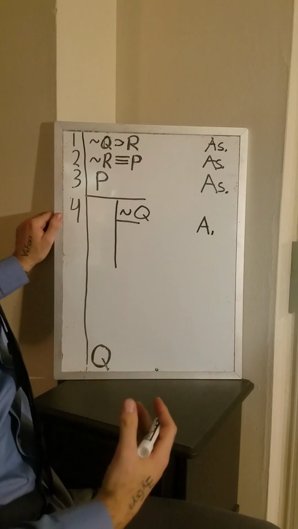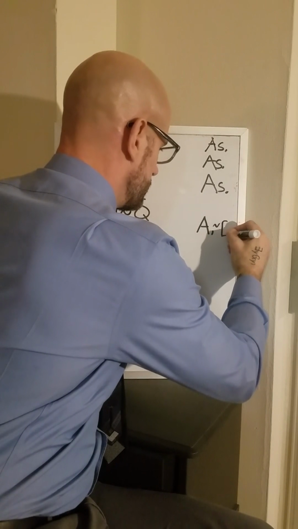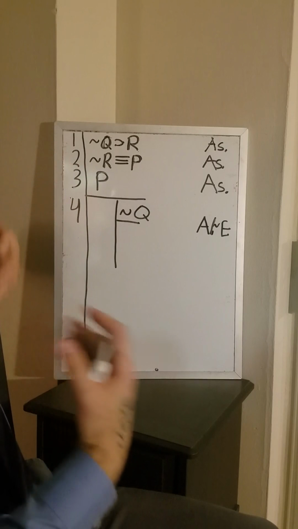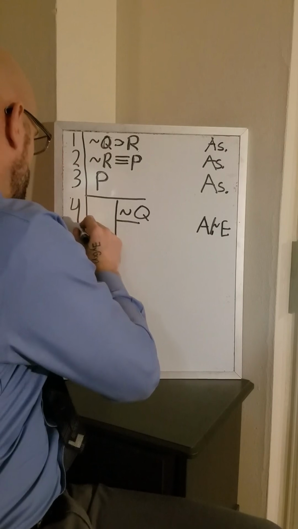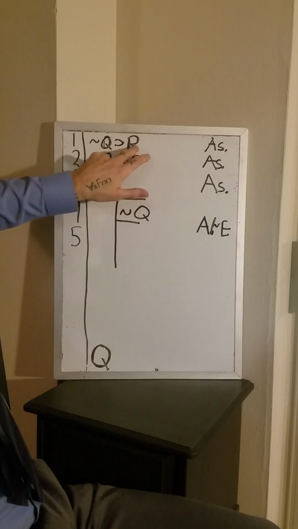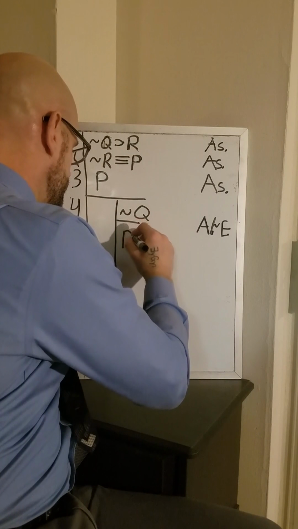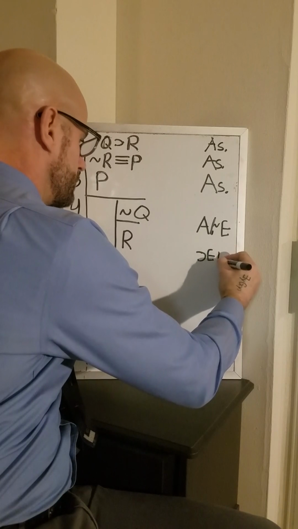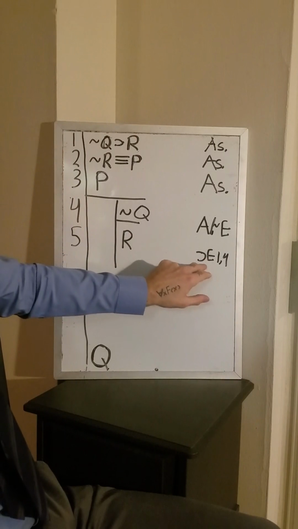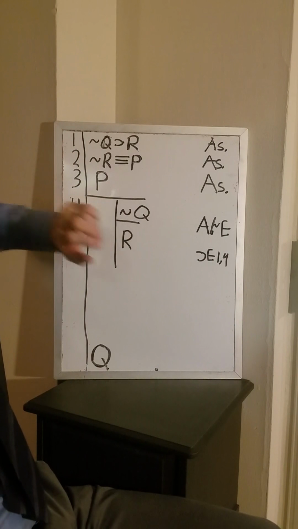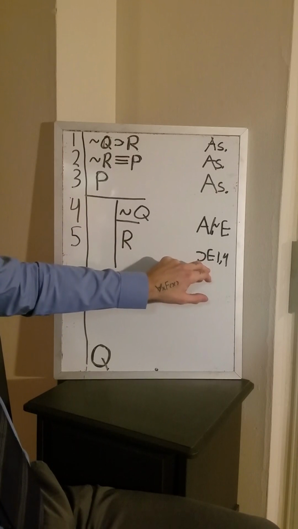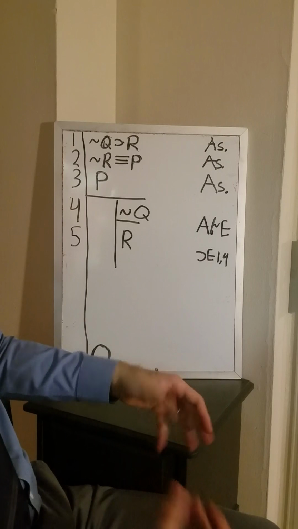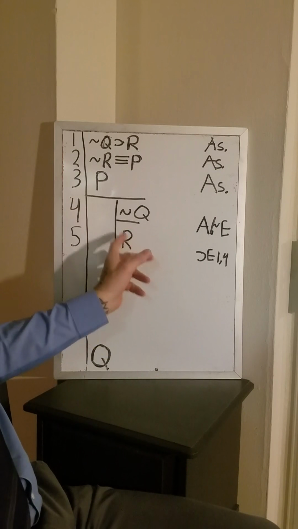And we're trying to use the negation elimination rule. Right, so from not Q, let's start reasoning with not Q and see what happens. Well, from not Q, we get R. Conditional elimination on lines 1 and 4. Just FYI, this rule, conditional elimination, it's often called modus ponens. If any of you out there are classicists or know Latin, it means the bridging principle. We're making a bridge here from not Q to R.